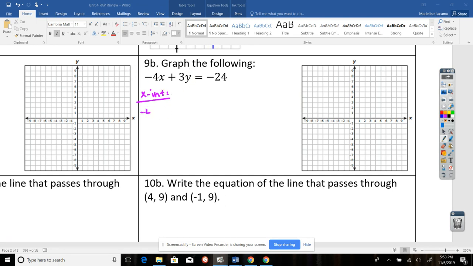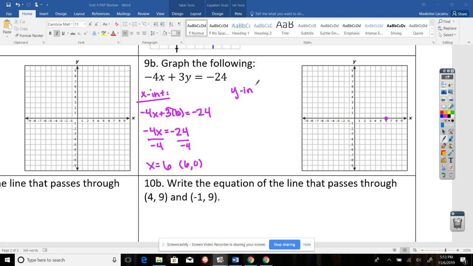So for our x-intercept, that means we replace our y value with 0. So I have negative 4x plus 3 times 0 equals negative 24. So 3 times 0 just cancels out, and I'm left with negative 4x equals negative 24. Then I can just divide by negative 4. So x equals negative 24 divided by negative 4, which is a positive 6, which means our x-intercept is 6, 0. So we can go to our x-axis and put a point at 6.